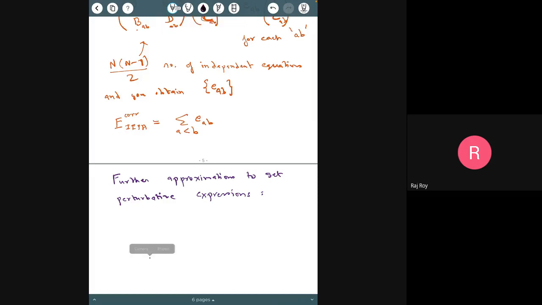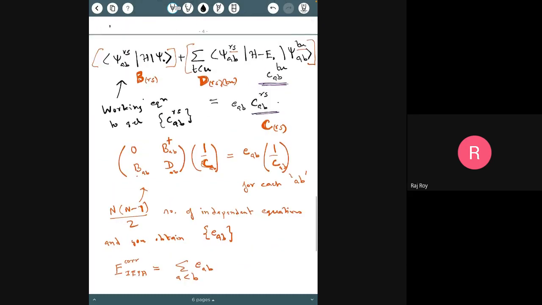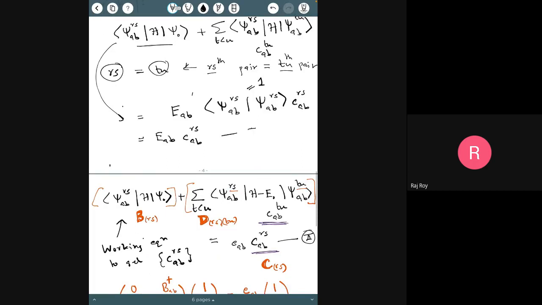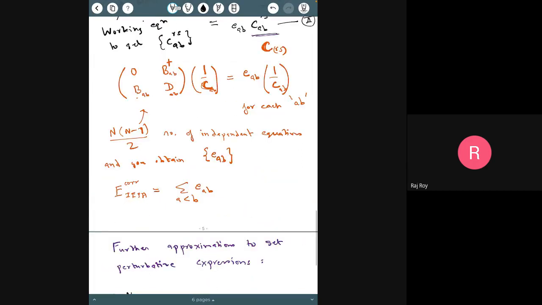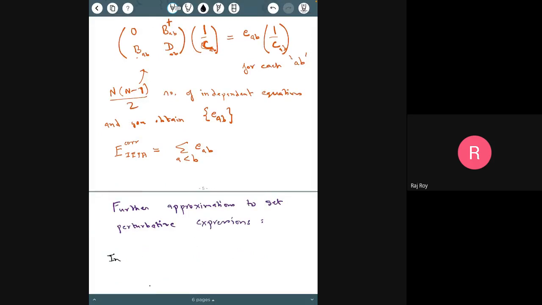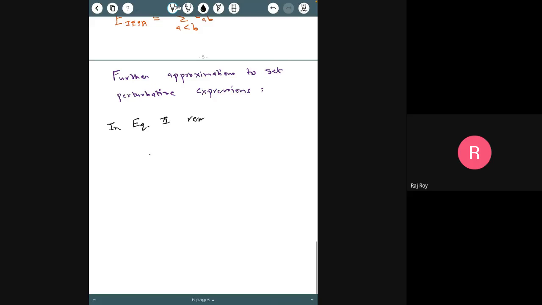So they said that, let's see, how should I write it? That in the, let me label this equation. So equation 2, and I can say this is equation 1. So in equation 2, remove coupling of CAB-RS and CAB-TU.